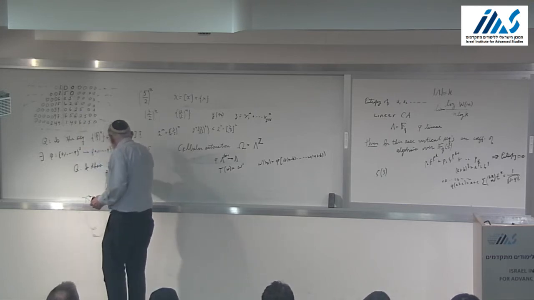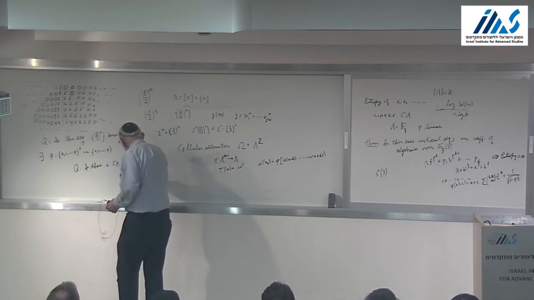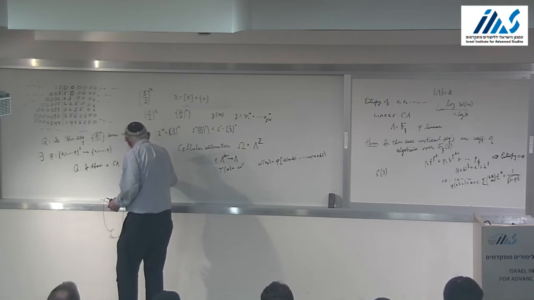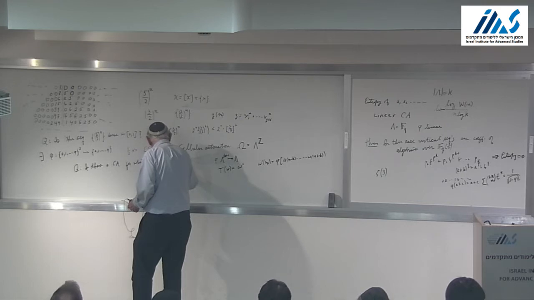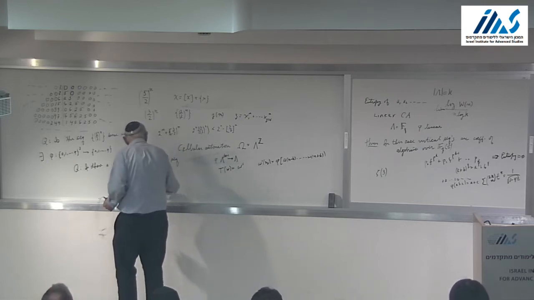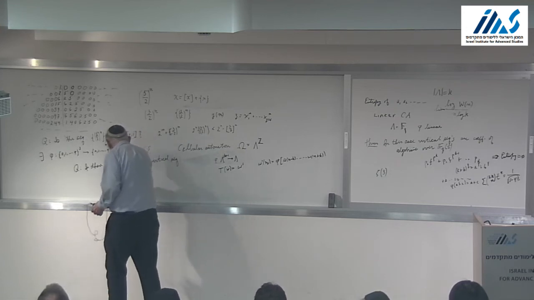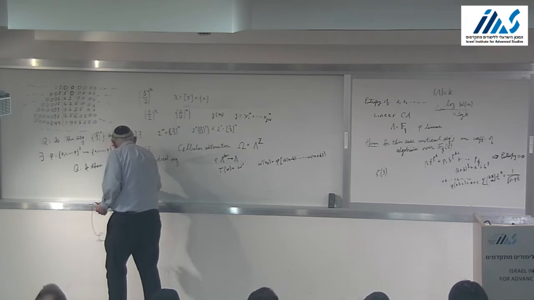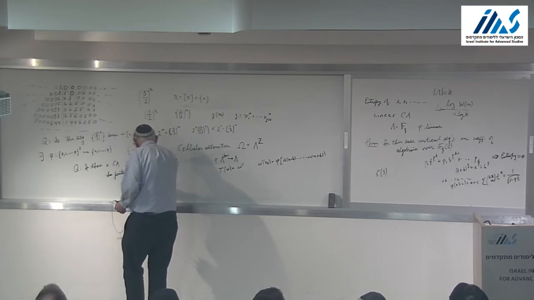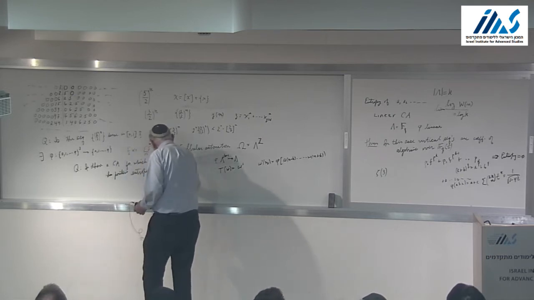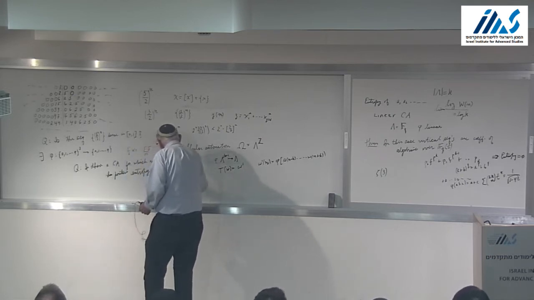Is there a cellular automaton for which the vertical sequences, or even one vertical sequence, let's say the middle one, has positive entropy? Entropy for a rational orbit, let's say.